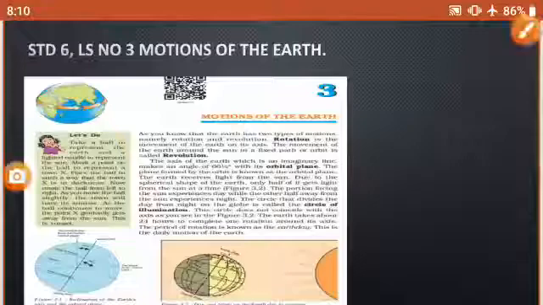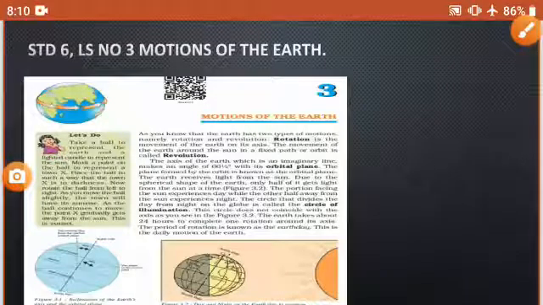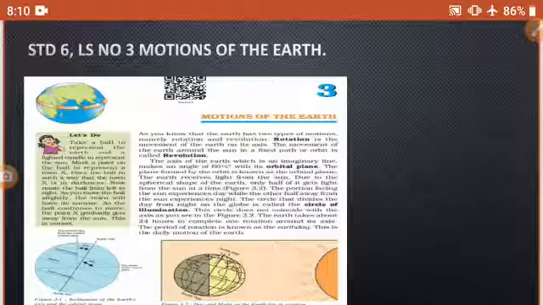Children, today we are going to start with lesson number 3. The name of the lesson is Motions of the Earth. So let's start reading. As you know, the earth has two types of motions, namely rotation and revolution. Rotation is the movement of the earth on its axis. The movement of the earth around the sun in a fixed path on an orbit is called revolution. So today we are going to study about rotation and revolution.